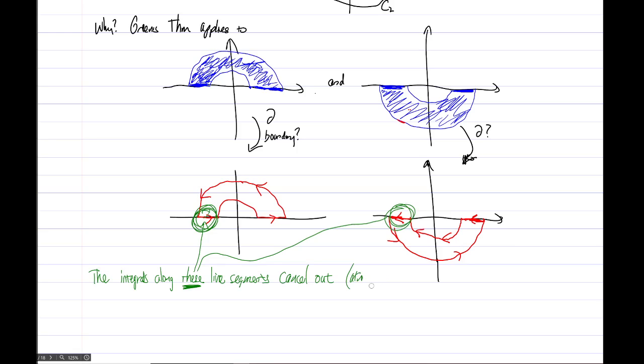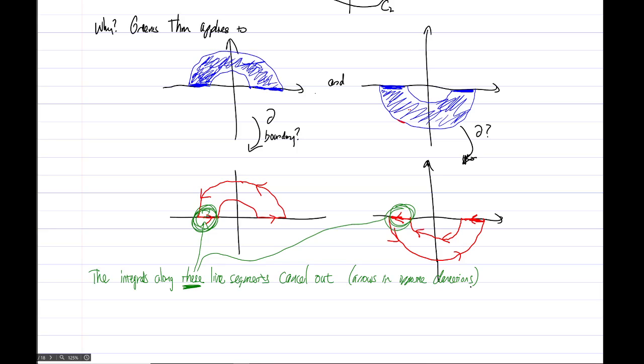Let's write that better. Arrows in opposite directions. So it doesn't matter what function you're integrating. It's just that you get the value once positive and once negative with the arrows pointing in opposite directions, and those integrals there would cancel each other out.